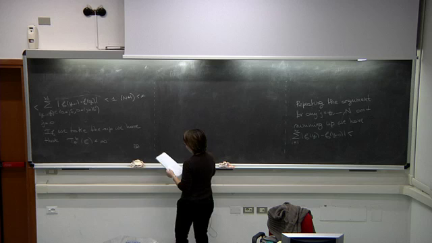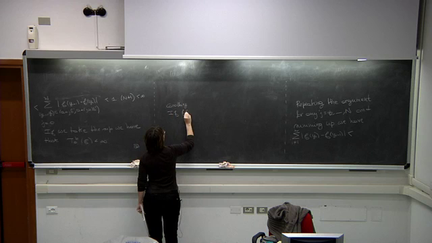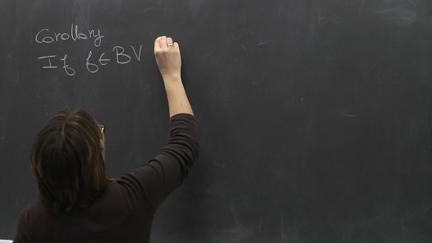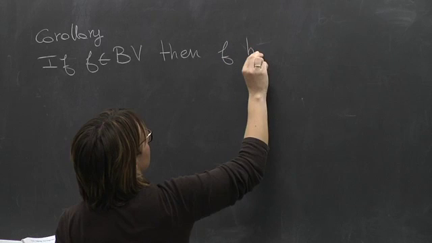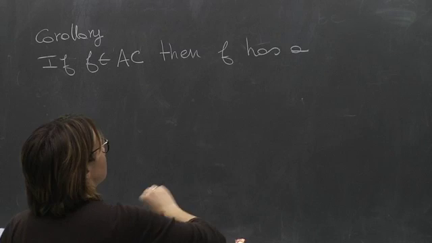So as a corollary, you have that if f is in BV, then f has a derivative almost everywhere. No, sorry, if f is in AC, f has a derivative almost everywhere.